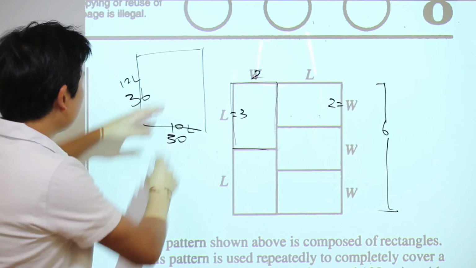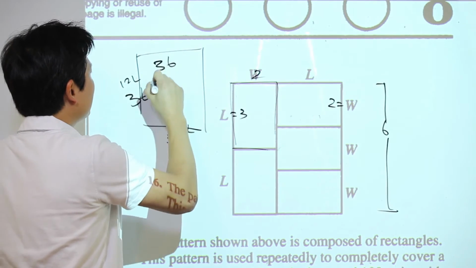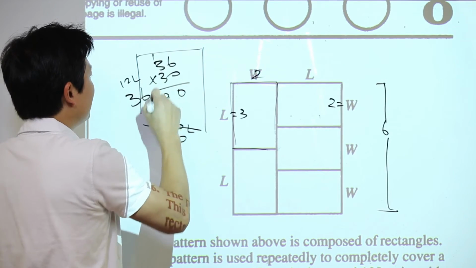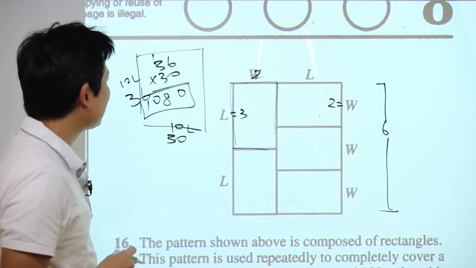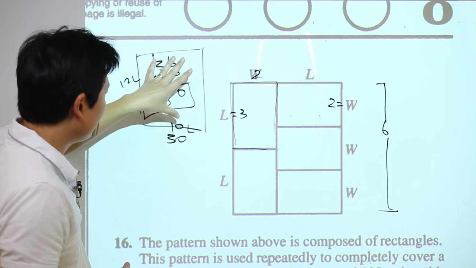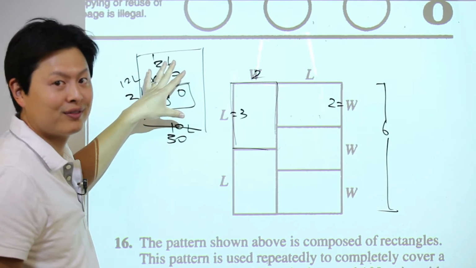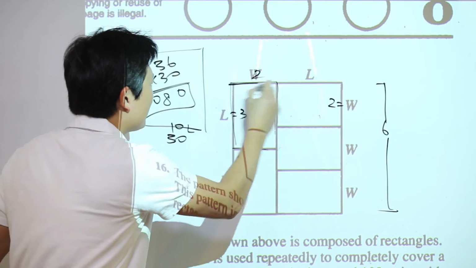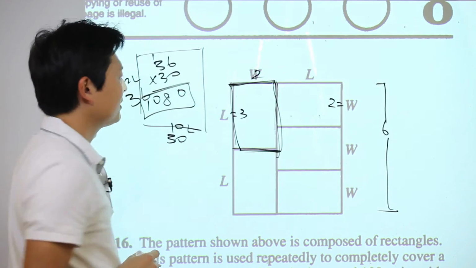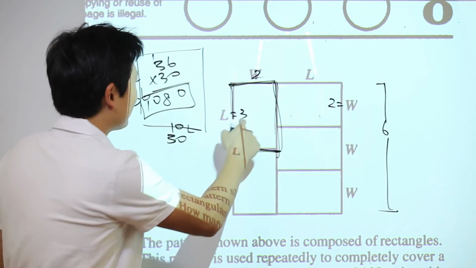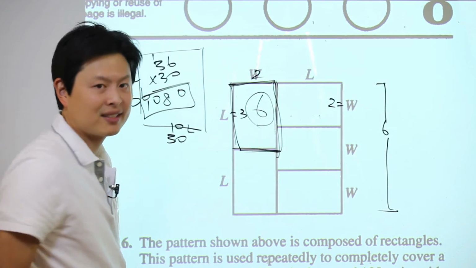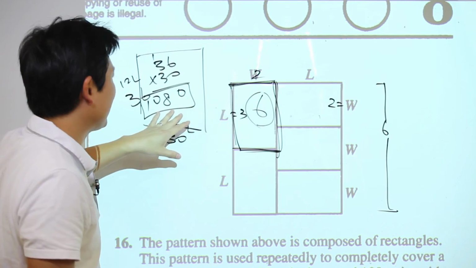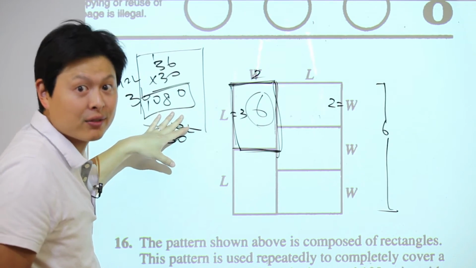So this area right here is 36 times 30, right? That gives 1080 as the entire area of this big rectangle. So what they want to know is, in this huge place, how many of these L by W's fit? And what is the area of one of these? 3 times 2, 6. So how do you know how many of these 6's go into the 1080? Take out your calculator, divide.